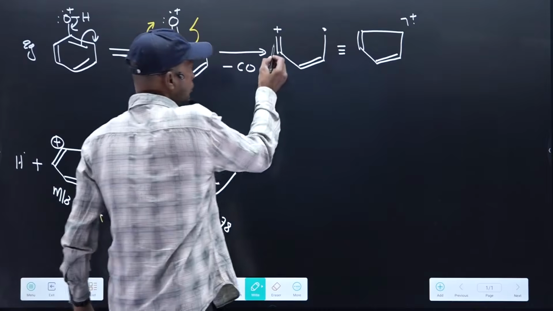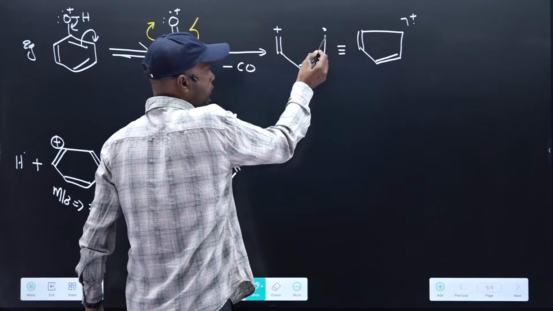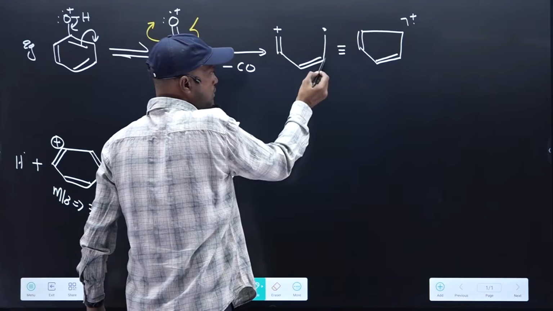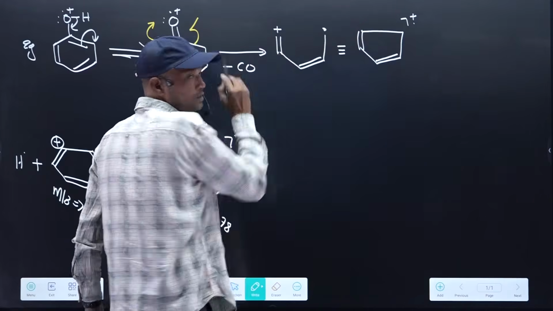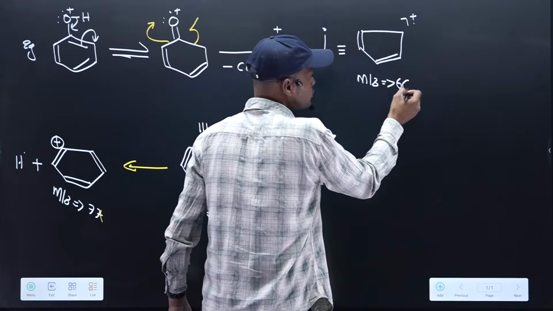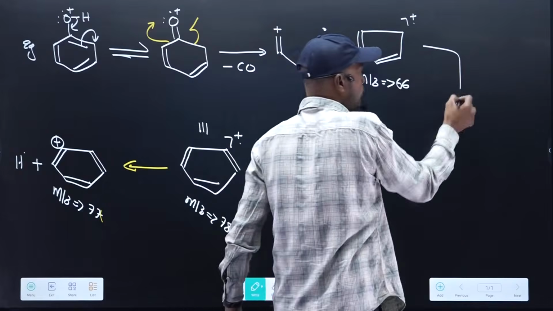So, you need to count like this: 1, 2, 3, 4, 5. 5 into 12, 60. 62, 63, 64, 65, 66. One hydrogen is sufficient to make a mistake. What is the implicit value? 66. Now I want to remove one hydrogen.